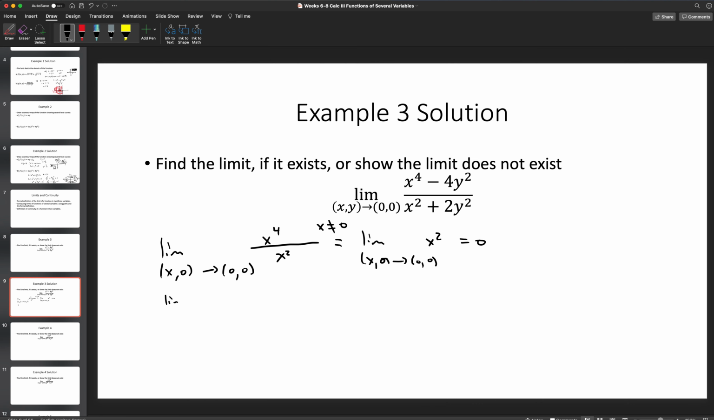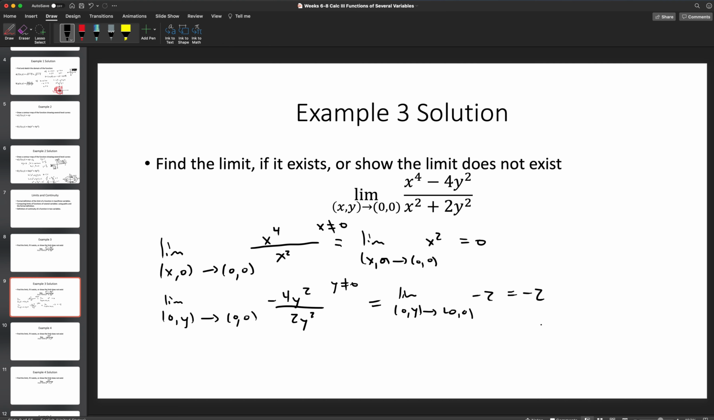Now let's check another path. Let's let x be 0 this time and let y vary. So we get negative 4y squared over 2y squared, and again y can't be 0 for this cancellation. And we see that the limit as (x, y) approaches (0, 0) of negative 2, which is just a constant, is just negative 2.